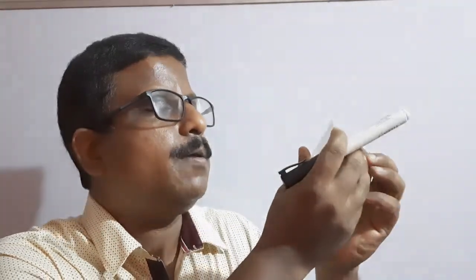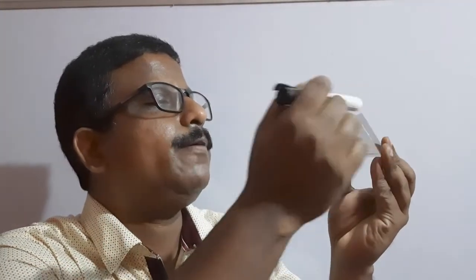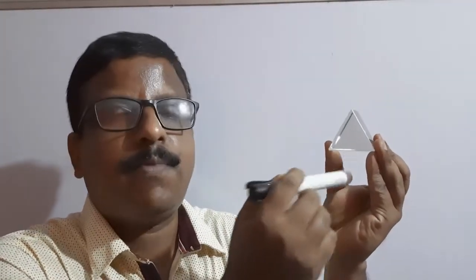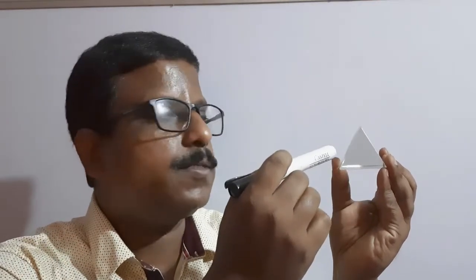So let's see, this is a prism. You can see a transparent glass prism. This prism has 5 faces. Here 1, 2, 3, 4, 5. 5 faces of the prism. So let us see where the refraction occurs.